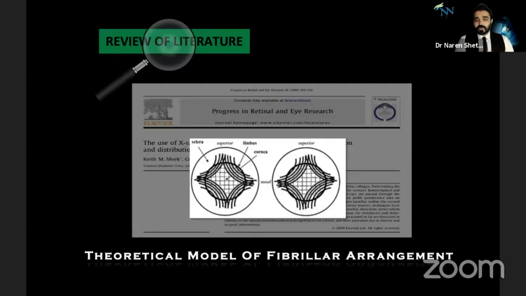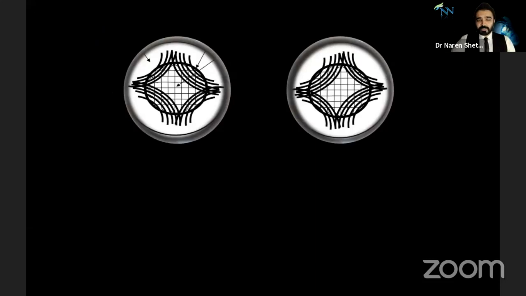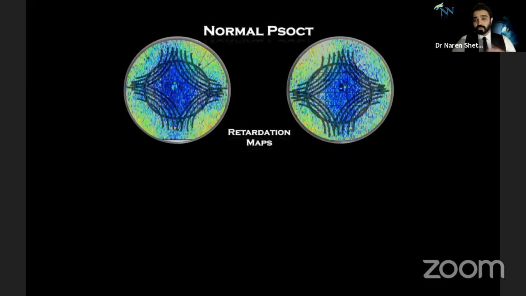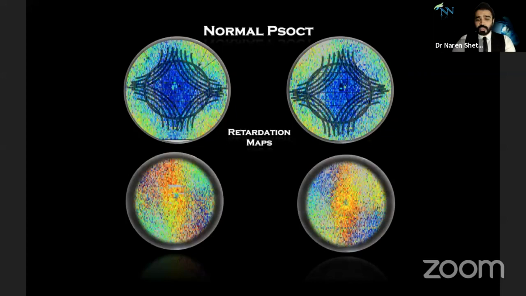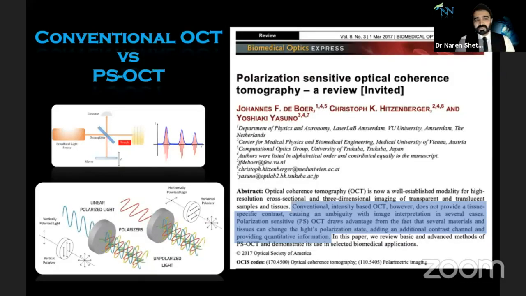So if you look at the theoretical model of fibrillar arrangement of the cornea, this is how it looks. And what is so beautiful about the PSOCT is it perfectly correlates to the arrangement of the fibrils on the cornea. And you can also have information about the axis orientation maps. When you compare the PSOCT to a conventional one, the main advantage is that several materials and tissues can change the light polarization state, adding an additional contrast channel and providing quantitative information.